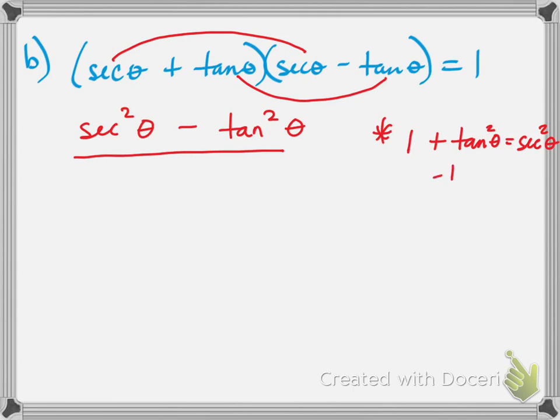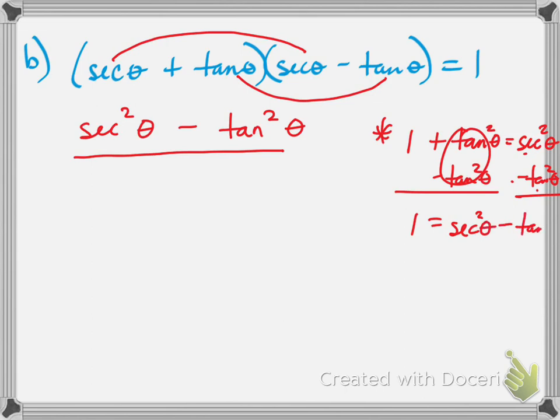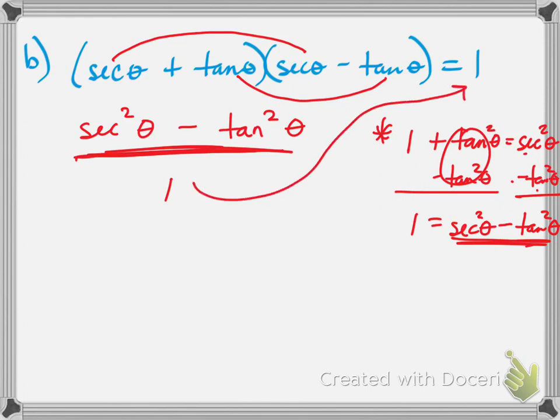Well, if I subtract tangent squared from both sides, it's gone on this side, and I get 1 equals secant squared theta minus tangent squared theta. These are not like terms, I just write it down. And looky there. That's exactly what I'm looking for. So secant squared theta minus tangent squared theta is 1. And that's what we were trying to get. That's a little bit challenging. It's a little bit of work and puzzling to do.